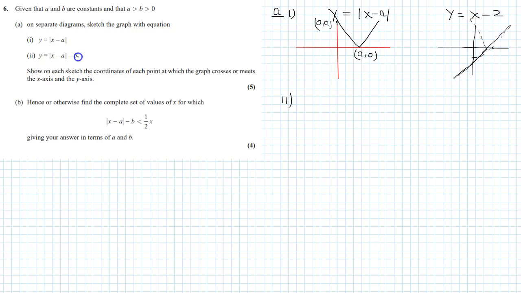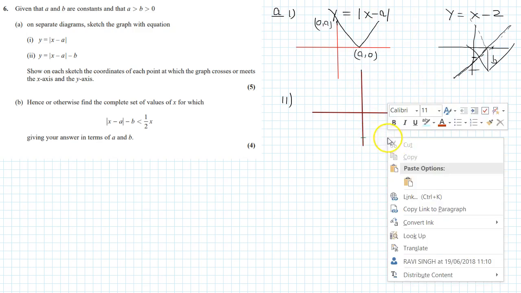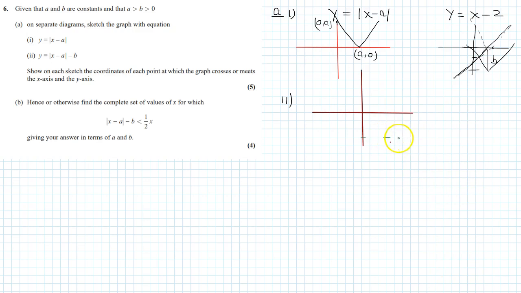Now part 2, same graph we use this negative b. Negative b means y is reduced by b. So this graph, if this is b, so this graph will come down b points. So let's say this is the graph on the separate diagram. He wants it on the separate. So this is modulus x minus a. So minus b will be, if this is the point, this is b.